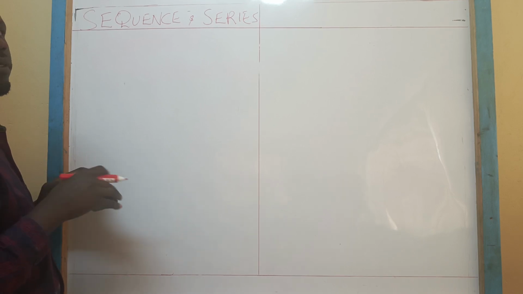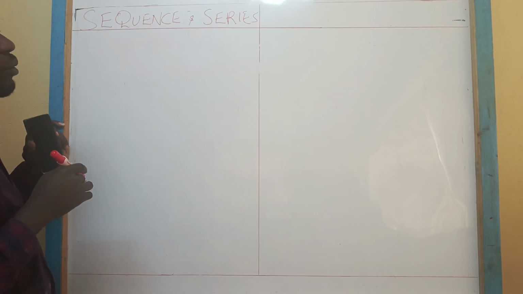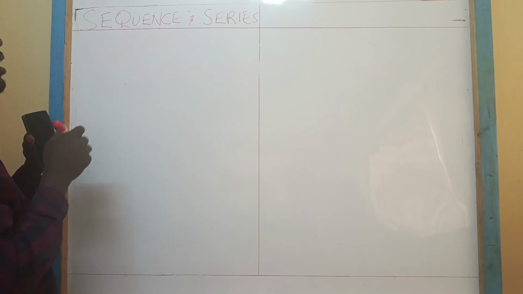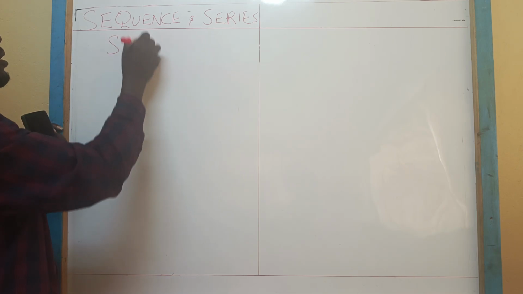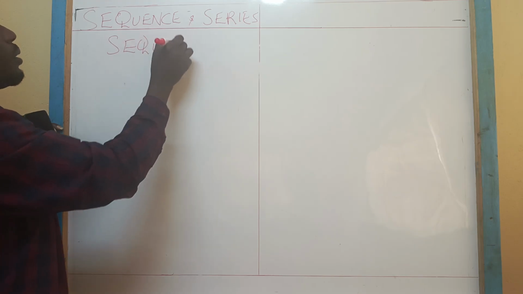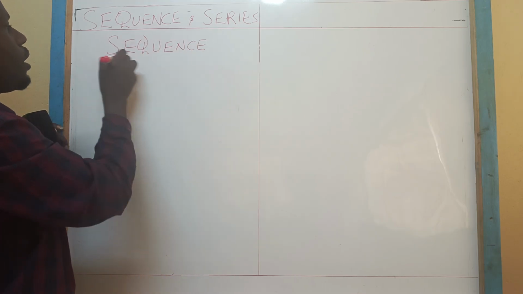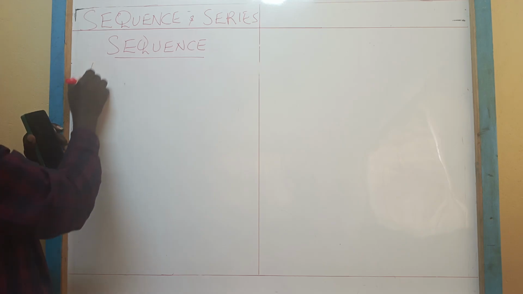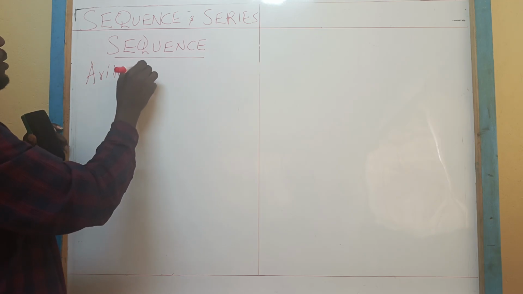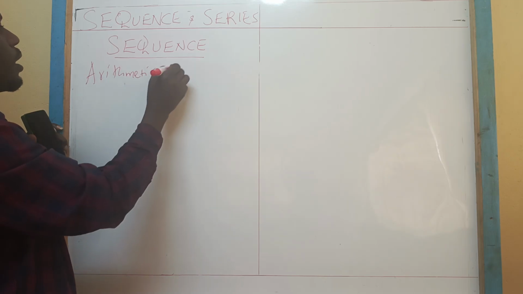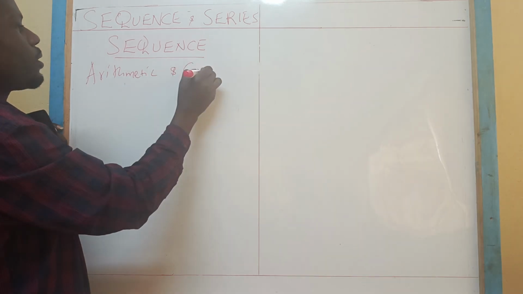Hello, today we want to look at the sequence and the series, and we want to start with a sequence. We are starting with sequence, and we have two types of sequence: arithmetic sequence and geometric sequence.